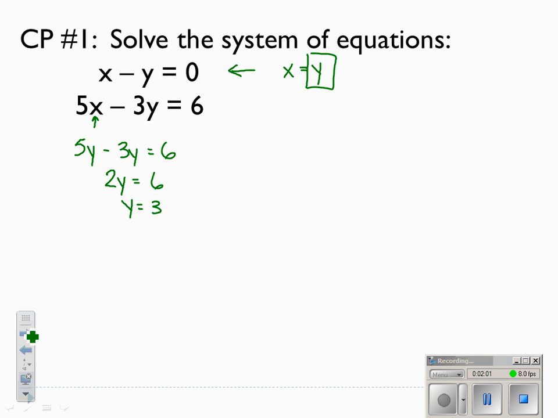So now I take the numerical answer for y and I put it into one of the equations for y. I'm just going to put it in the top one, and it doesn't matter whether you put it in the top one or the bottom one. Solving this one, x also ends up equaling 3. Now, you're not done at this point. You still have to state your solution. Solutions to these systems are coordinates. So you have to state your answer as a coordinate x, y.